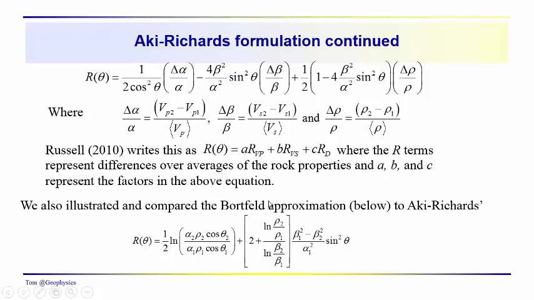Now down here we have the Bortfeld approximation. This looks quite a bit different than the Aki-Richards approximation, and you can see the presence of these natural logs in the computation of amplitude variation with offset.